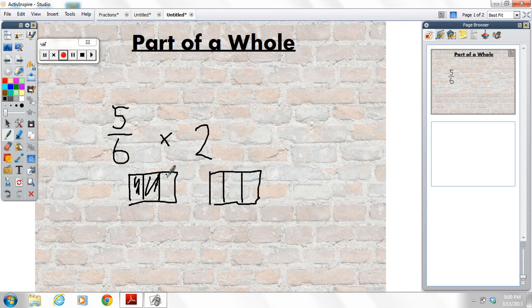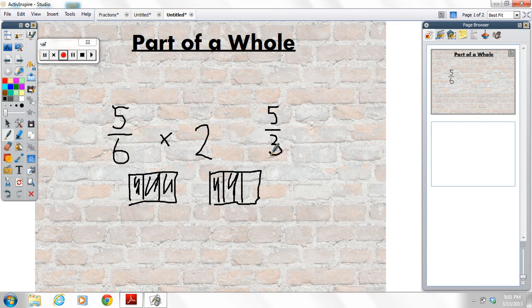Well, I'm going to shade in 5 of these boxes. But these 5 boxes that I shaded in aren't really 5/6, because I divided each one of these boxes into thirds. So really, what this equals is 5/3.